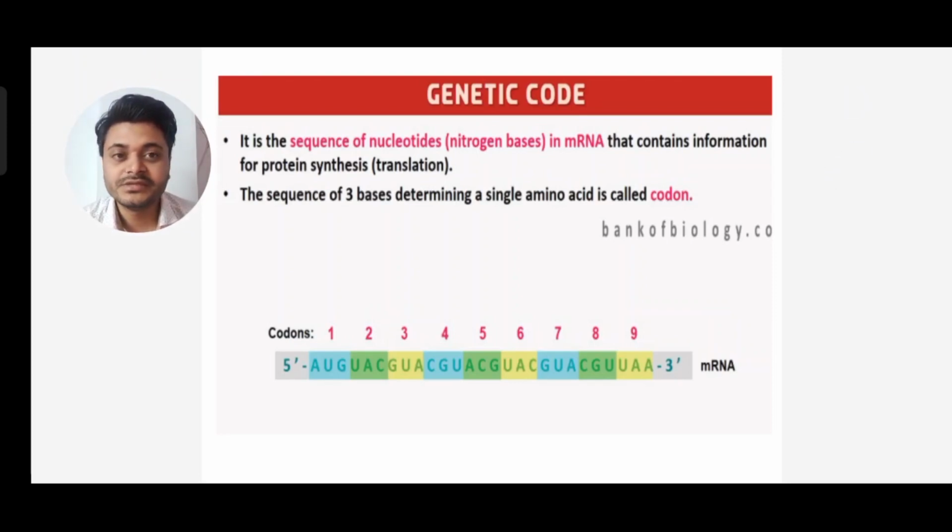The sequence of three bases determining a single amino acid is called a codon. So what is a codon? It is a sequence of three bases. So three bases combine to form a codon. You can see the codons below. You can see one mRNA strand from 5' to 3' region, and you can see the codons in triplets, 1 2 3. So here a total of 9 codons are there. So three nitrogen bases combine to form a codon.